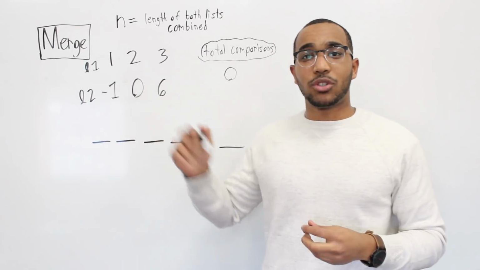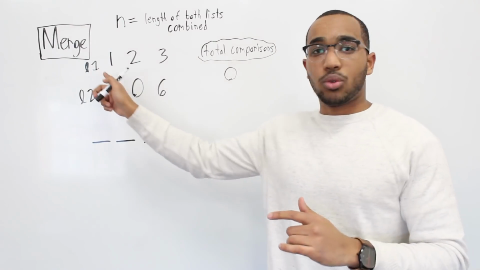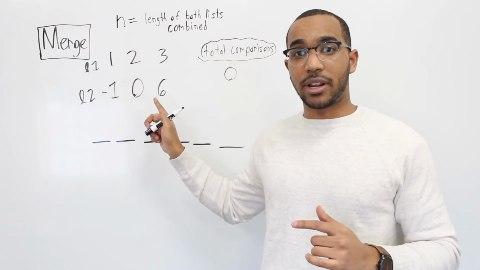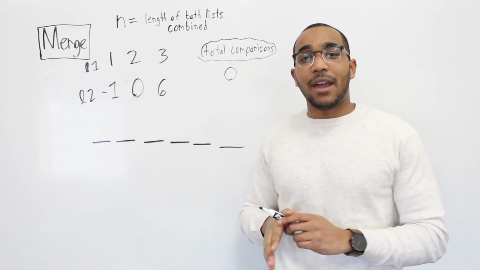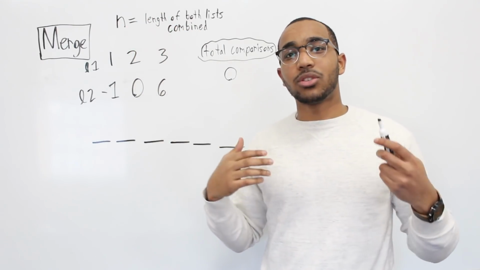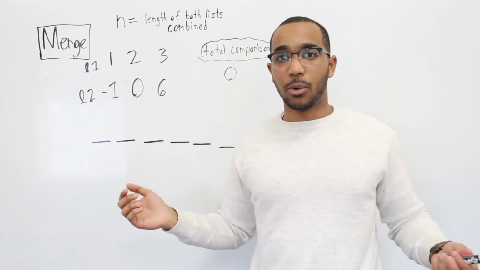So imagine I have two lists. I need to merge them and produce a sorted list. List 1 is sorted and list 2 is sorted. The length of both lists combined is n. And what I want to show you is the worst case number of comparisons we will do, because later parts of the video will need this.